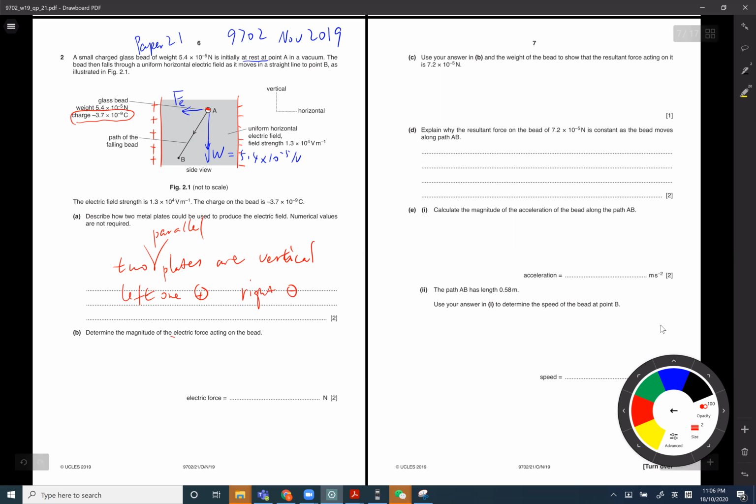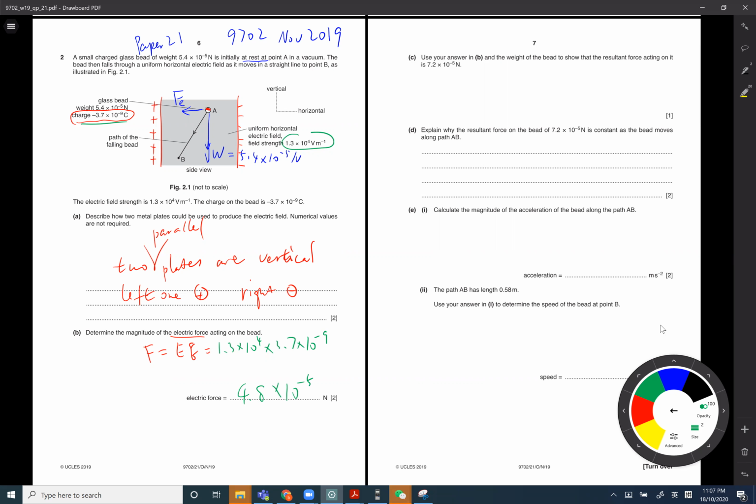For electric force, we have the formula F equals EQ. E is the electric field strength, which is given here. Q is the charge, which is also given. After we use the calculator, we got 4.8 times 10 to the power -5 Newton.